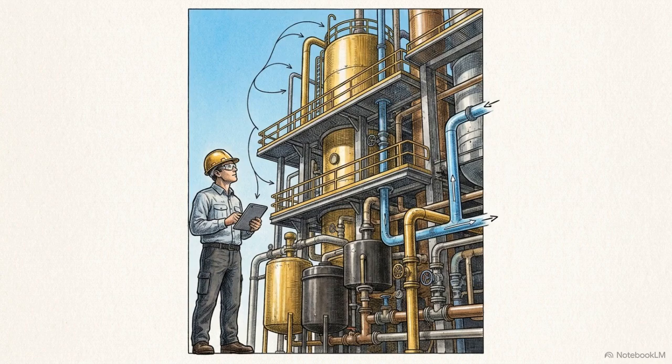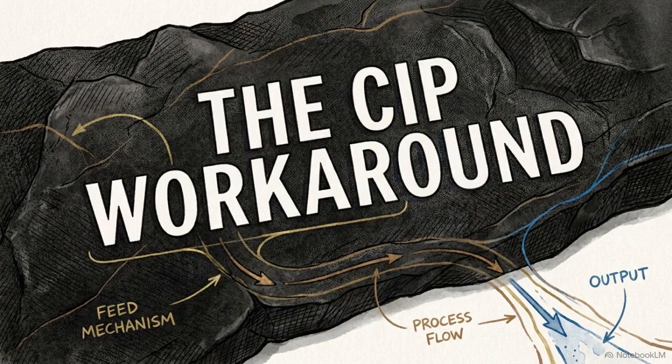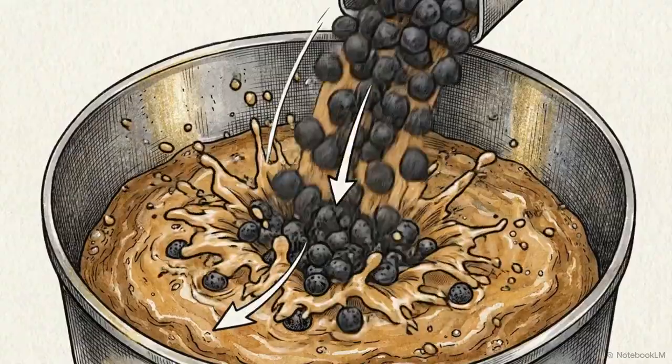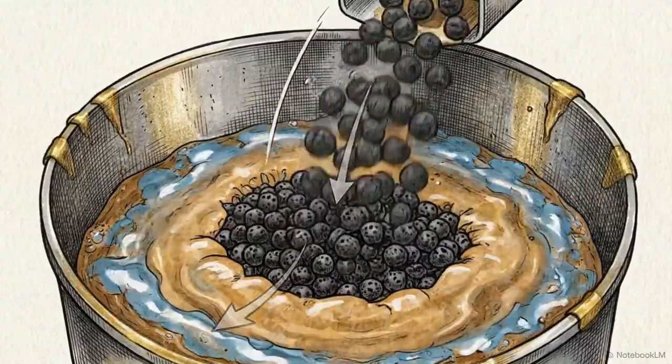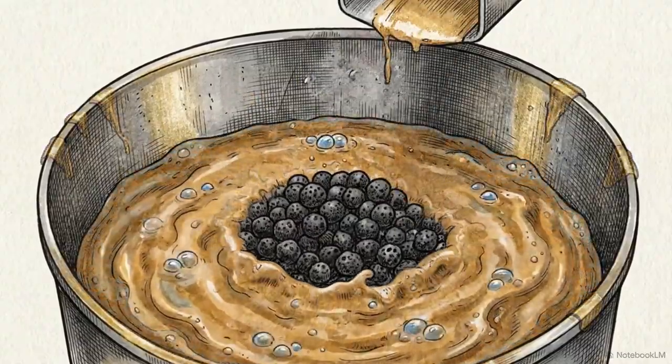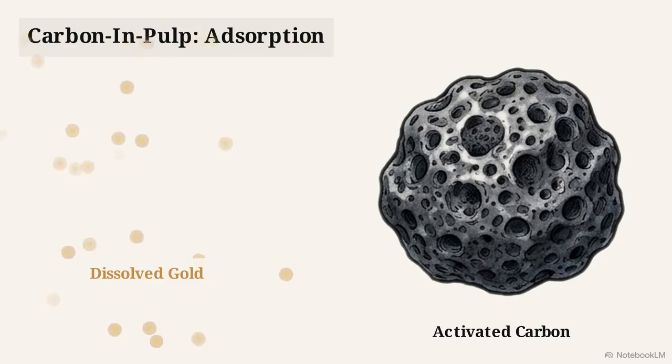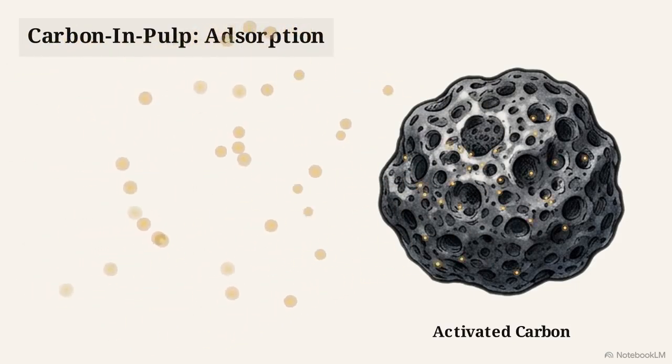The solution is the Carbon-in-Pulp, or CIP process. Rather than trying to force the liquid out of the mud, engineers drop a collection medium directly into the sludge. This medium is activated carbon. Thanks to its highly porous surface, activated carbon has a unique chemical characteristic. It attracts and holds onto dissolved precious metals.